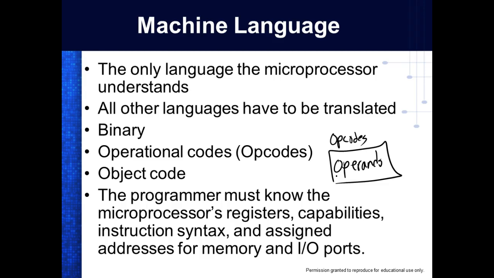The programmer must know it. So if I want to do machine programming, I've got to know everything. I've got to know the microprocessor registers. I've got to know the capabilities. I've got to understand the instructions. You're going to have to know what syntax is. It's not like the tax on cigarettes. Syntax is the logic of how the program is written. Well, sort of, but it's the written language. Syntax is the correct way of writing it.